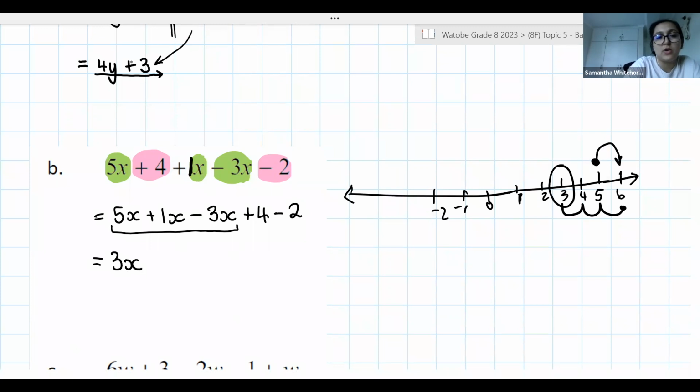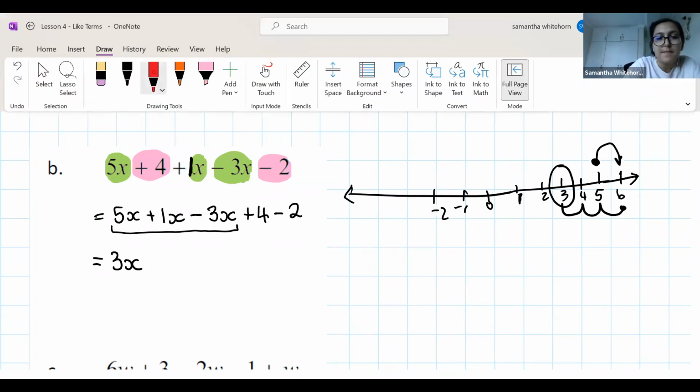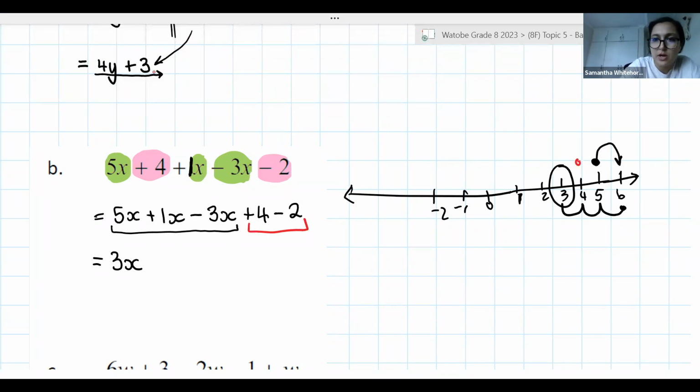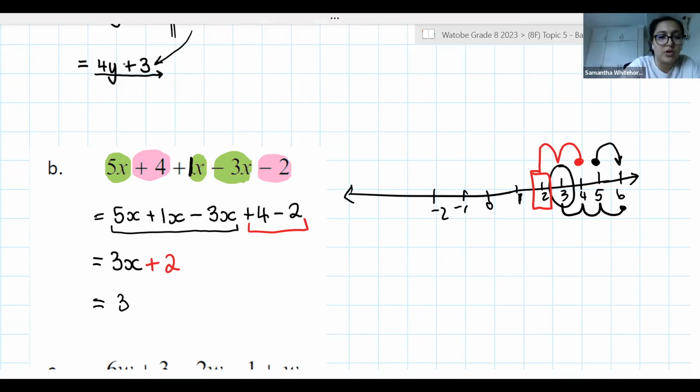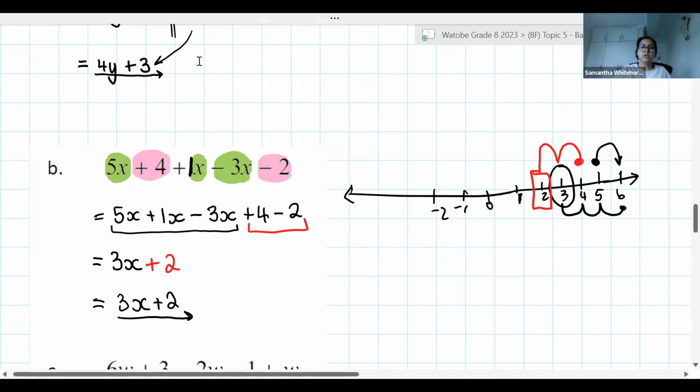And then when I have a look at my constant terms, so the numbers by themselves, I've got 4 minus 2, apologies. So I'm starting at 4 and I'm subtracting 2, leaving me with a positive 2. So when we simplify, guys, you need to take note of those signs. They're not just there for looks. They actually mean something. And so here our simplified answer is 3x plus 2.